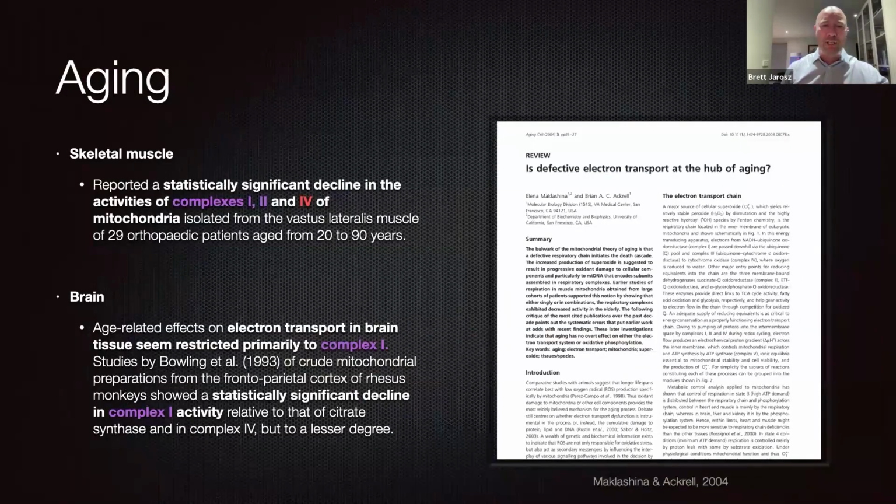If we look at aging in skeletal muscle, there is a statistically significant decline in the activities of complex 1, 2, and 4 of mitochondria isolated from the vastus lateralis muscle in 29 patients aged from 20 to 90. In the brain, age-related effects on the electron transport in the brain tissue seem restricted primarily to complex 1. Looking at rhesus monkeys showed a statistically significant decline in complex 1 activity relative to that in complex 4, but to a lesser degree.